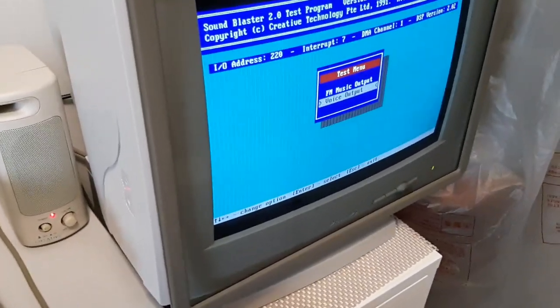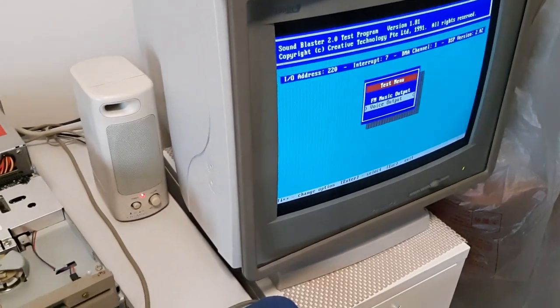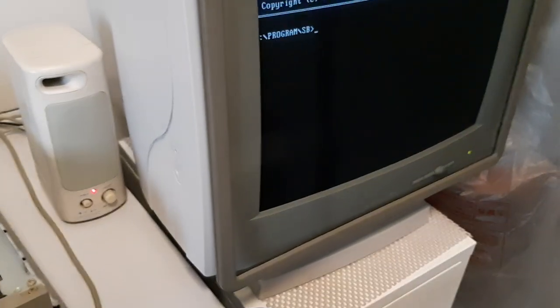Okay, the problem was on the voice album. Hello there, hello there. Now it's clear and fine. This is the voice of the parrot.